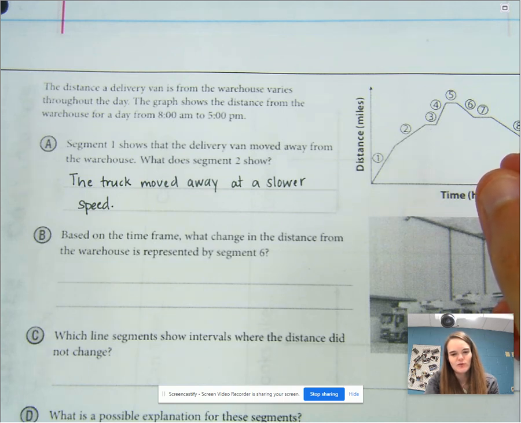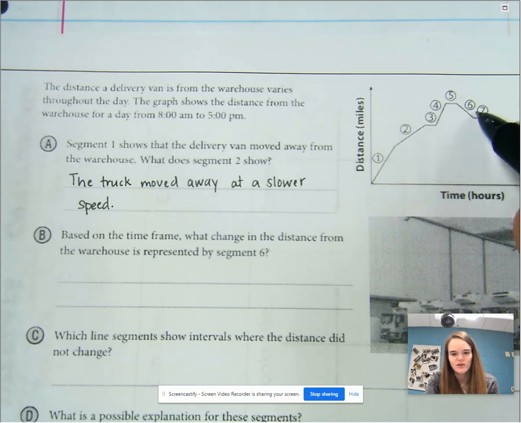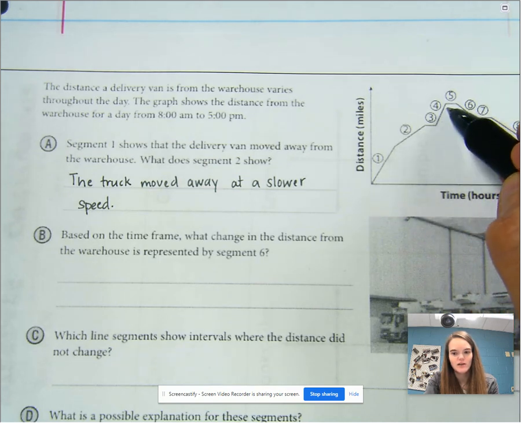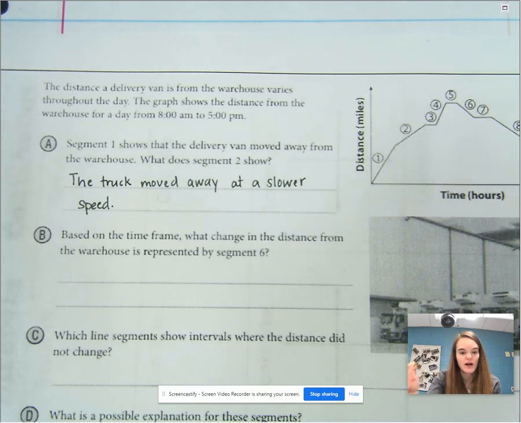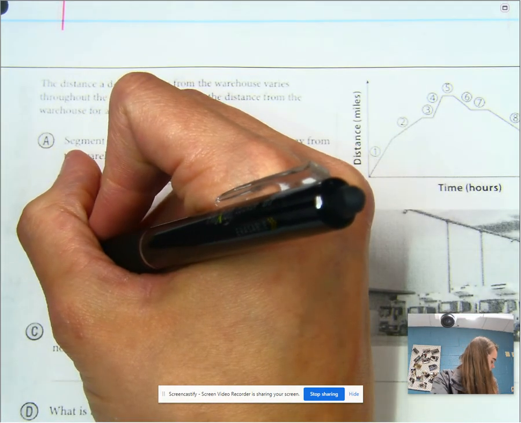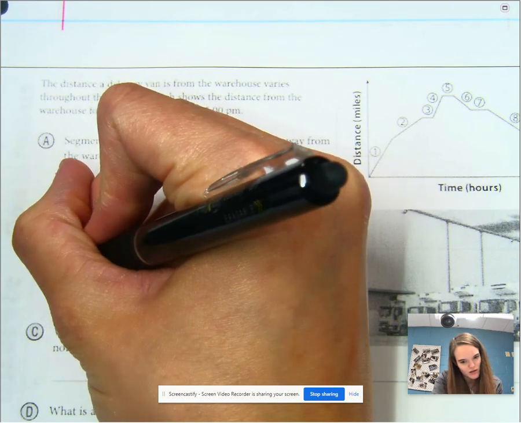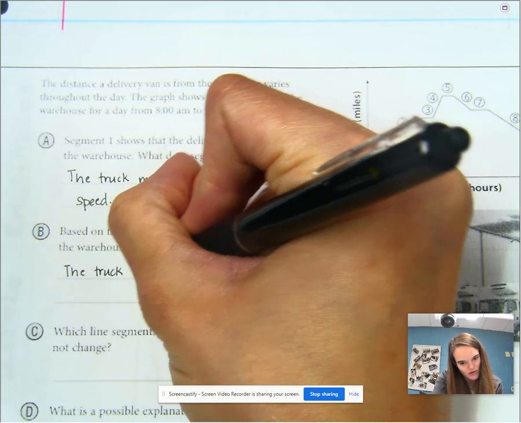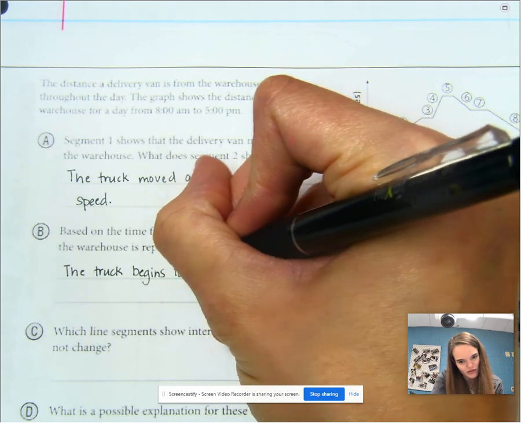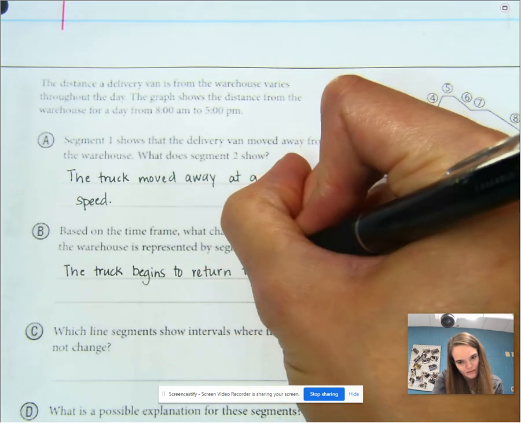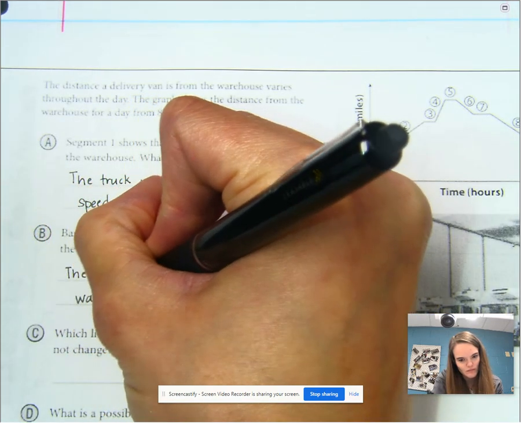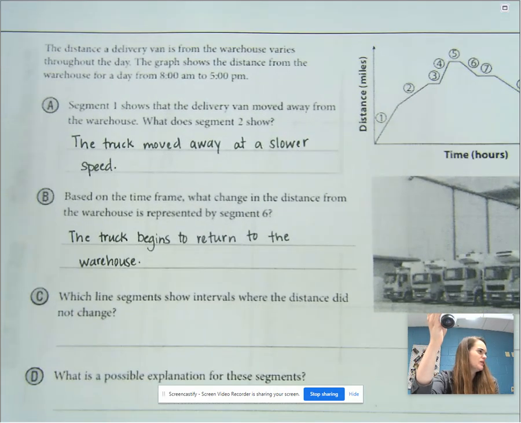Letter B. Based on the time frame, what change in the distance from the warehouse is represented by 6? Notice it goes away, away, stays, away, stays, going back towards the warehouse. So maybe the truck begins to return to the warehouse. Maybe it's the middle of the day and it's time for it to start to go back. So the truck begins to return to the warehouse.